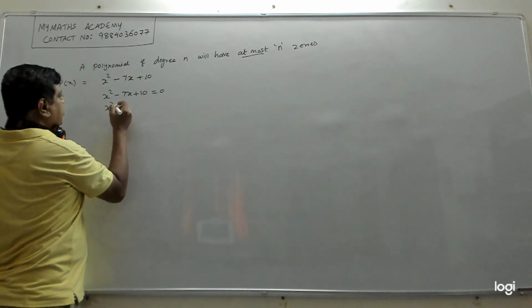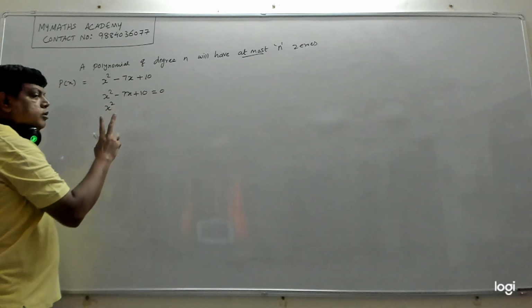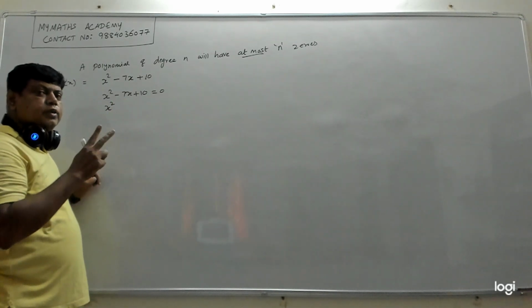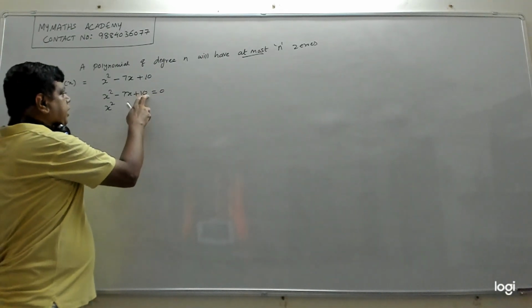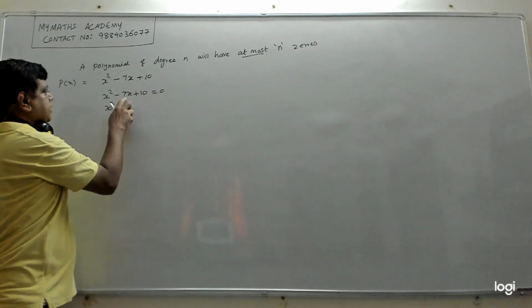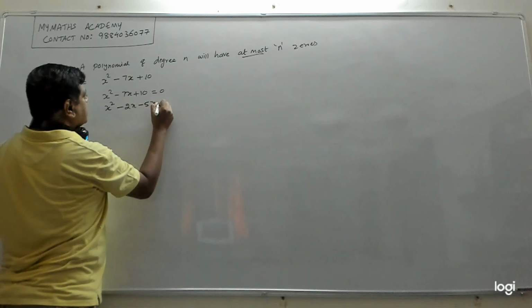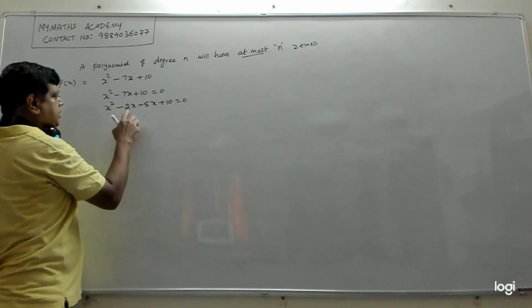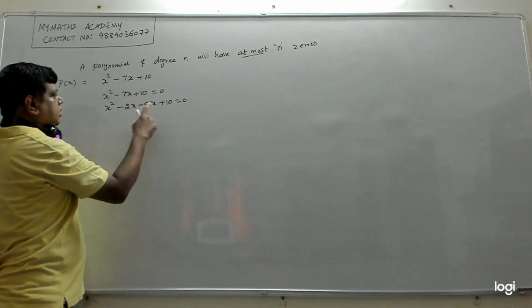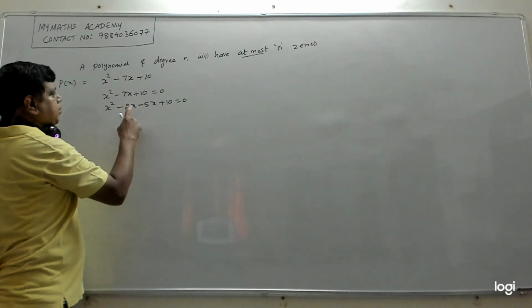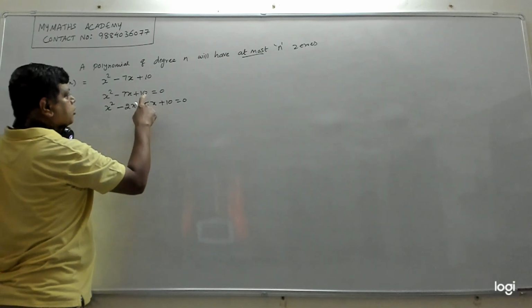now if we factorize this x square minus 7x plus 10, I need to split this middle term into two terms in such a way that if I multiply the two terms I should get 10, and the same two terms if I add I should get minus 7x, so which I can write as x square minus 2x minus 5x plus 10 equal to 0. Now if you just see the numbers 2 and 5, minus 2 into minus 5 is plus 10, and if I add minus 2 and minus 5 I will get minus 7.